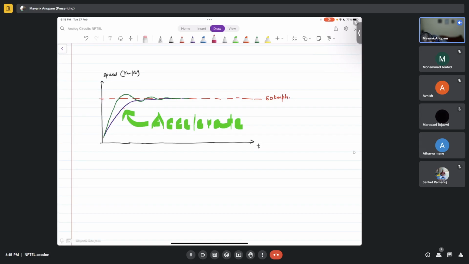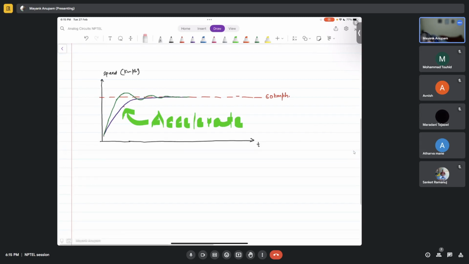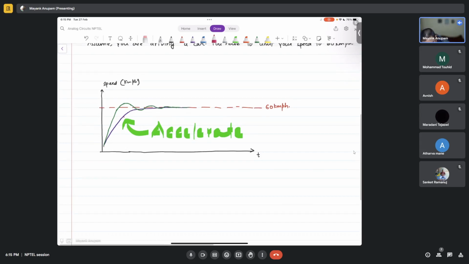Let's use red color maybe. Yes. In that case, this cannot be red. Let's use this color. Fine. So let's say a person doesn't know how to drive. How will he proceed? He has to achieve the 60 kmph speed, okay, which is our desired speed.